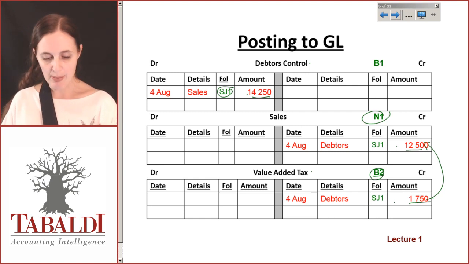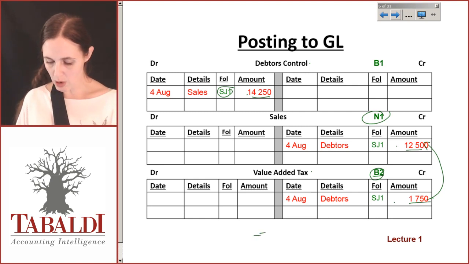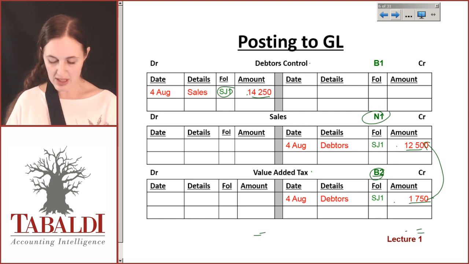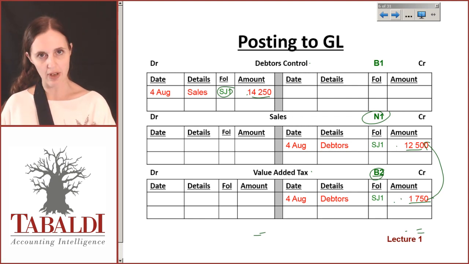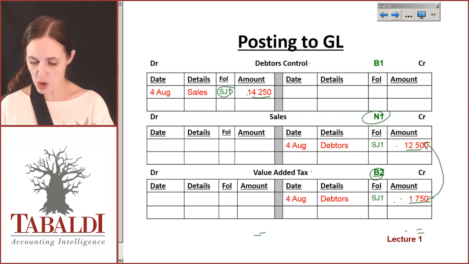Again, be very careful. Make sure that your debits and your credits add up. 14,250 on the debit side, 12,500 plus 1,750 gives you your 14,250. So your debits and your credits still line up. They still match. So make sure you're very comfortable with the need for your sales journal, with the need for your debits and credits, and again, make very sure you can calculate all of your VAT amounts.